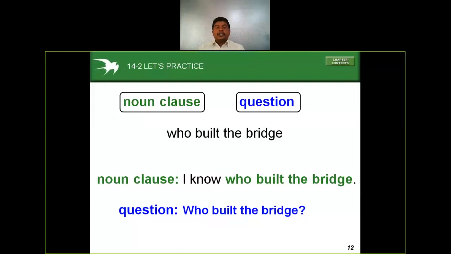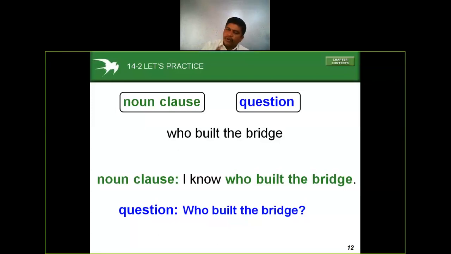Usually, yes or no questions start with auxiliary verbs. Already I explained auxiliary verbs with beautiful charts: primary auxiliary verbs and secondary auxiliary verbs. So just remember here, the noun clause is a statement in the middle of a statement, which starts with the WH word, and the WH word is in subject position.